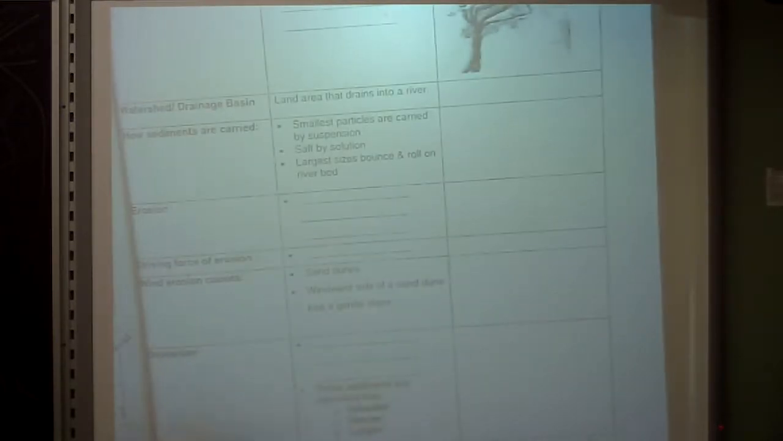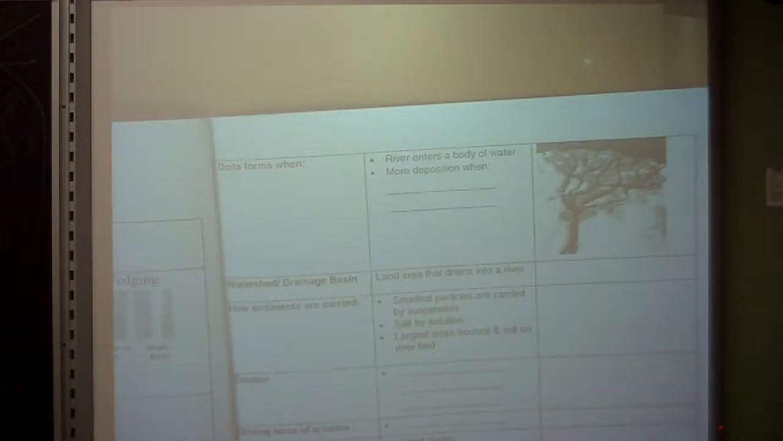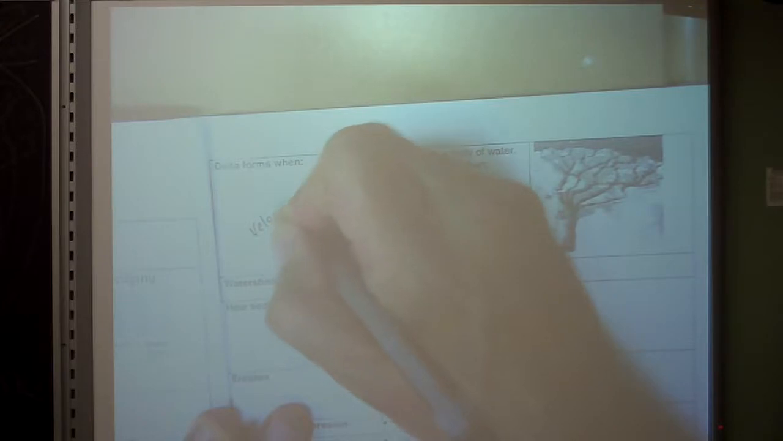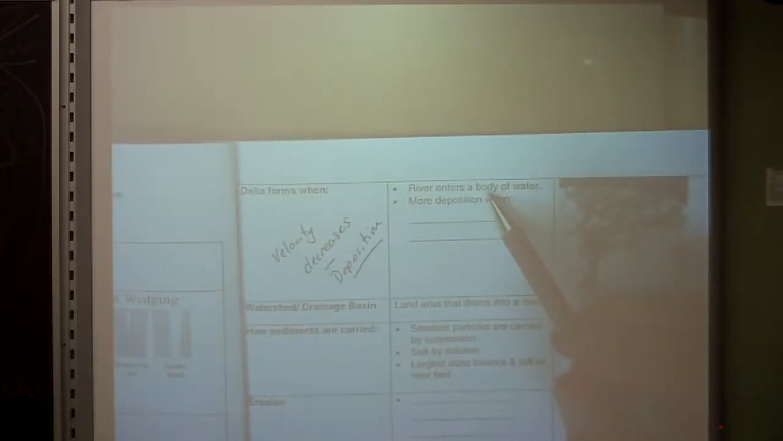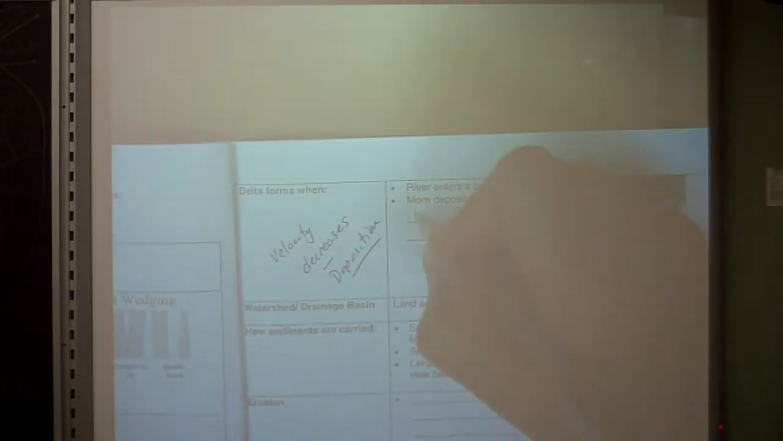Okay. Now, when a stream is flowing, it's going to be carrying materials. When it gets to a large body of water, its velocity decreases. And because its velocity decreases, it will start to deposit, and it will undergo what we call deposition. So, rivers that enter a body of water slow down, and there's more deposition. So we get more deposition when we have more sediment and less velocity.